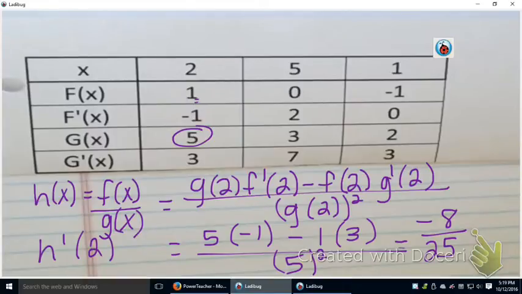So this is not really any different from any of the other kinds of derivatives. It's just that you have to think about using the table rather than an equation.